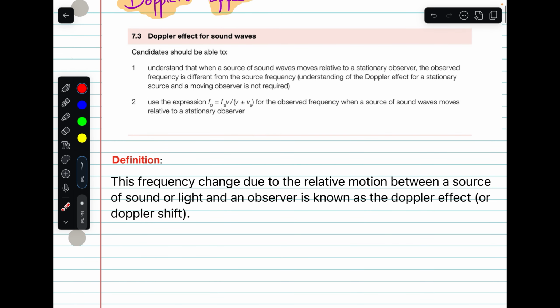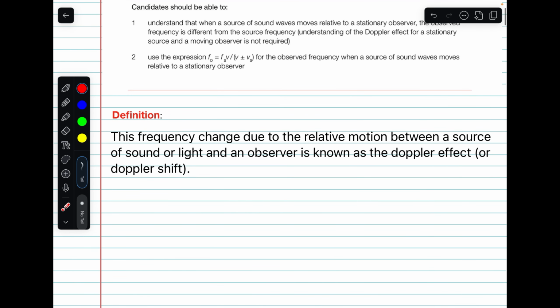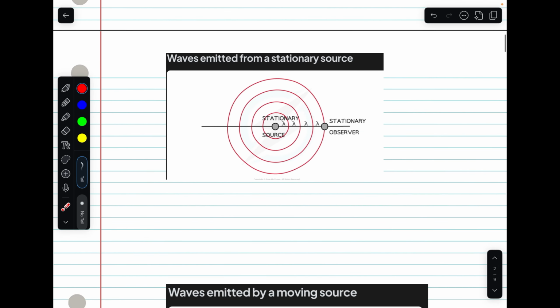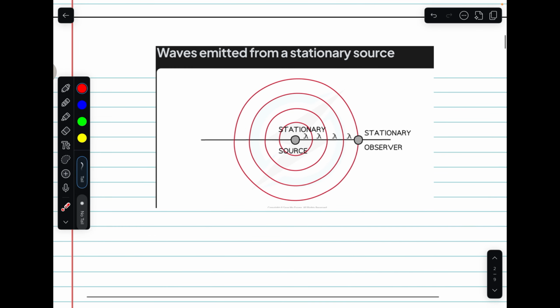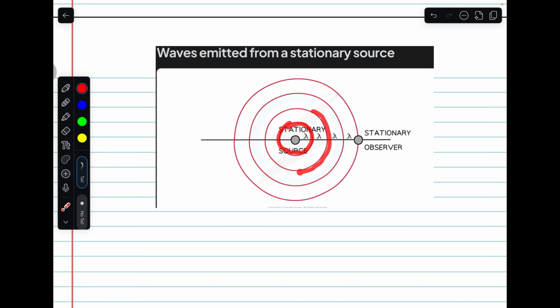So how can we define the Doppler effect properly? This frequency change due to the relative motion between a source of sound or light and an observer is known as the Doppler effect or the Doppler shift. Let's suppose this is the source that is at rest, emitting the wave, which can be a sound wave or light wave. It will be perfectly synchronized in a symmetrical manner, rightward and leftward, distributed uniformly.